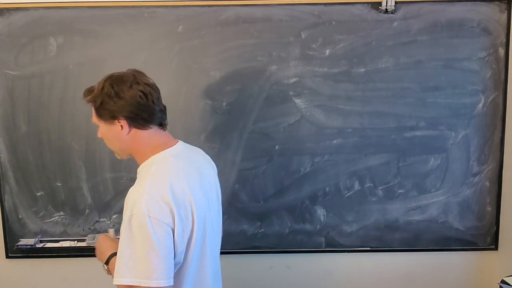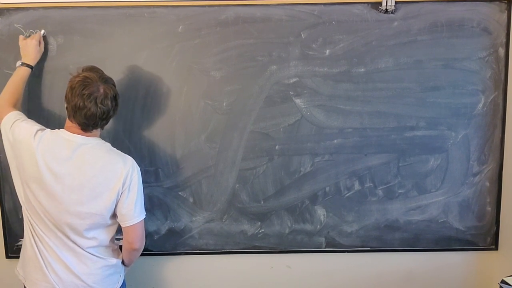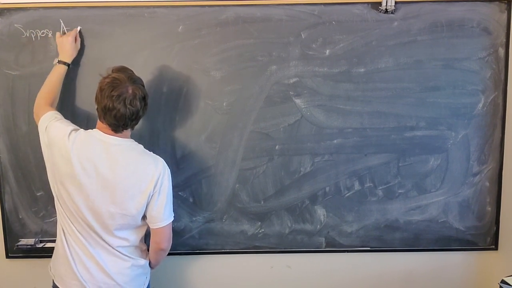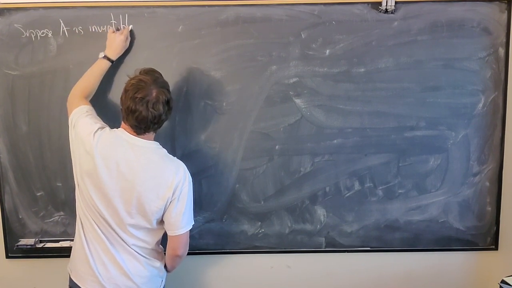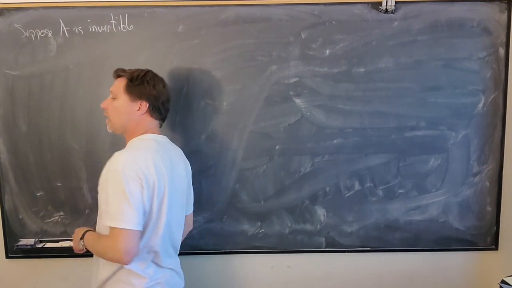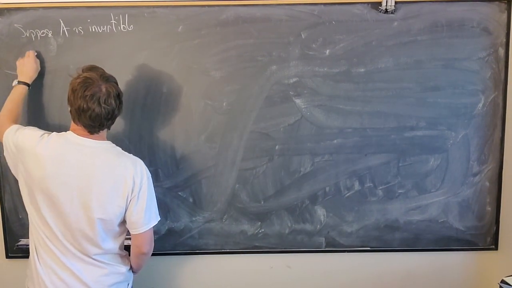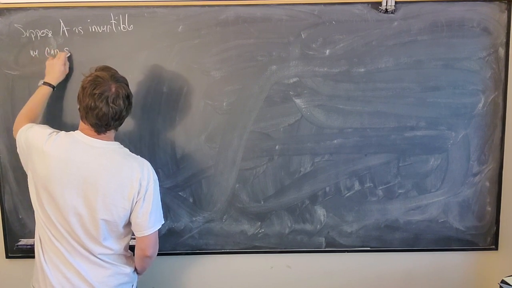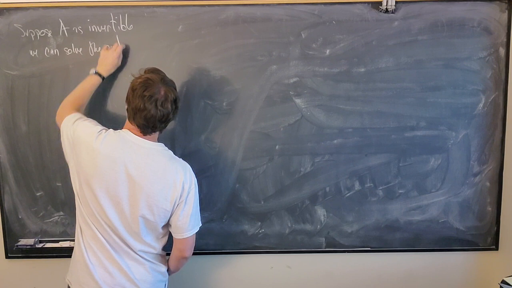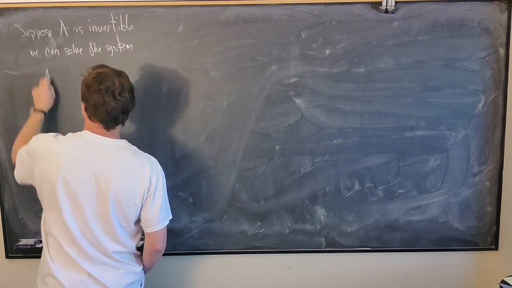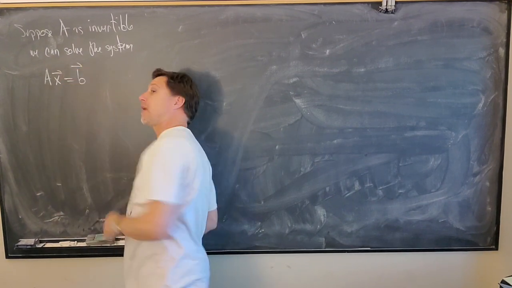If we have an invertible matrix, suppose A is invertible, then if we consider the system, we can solve the system AX equals B in two different ways, right? Right now we have two different ways.